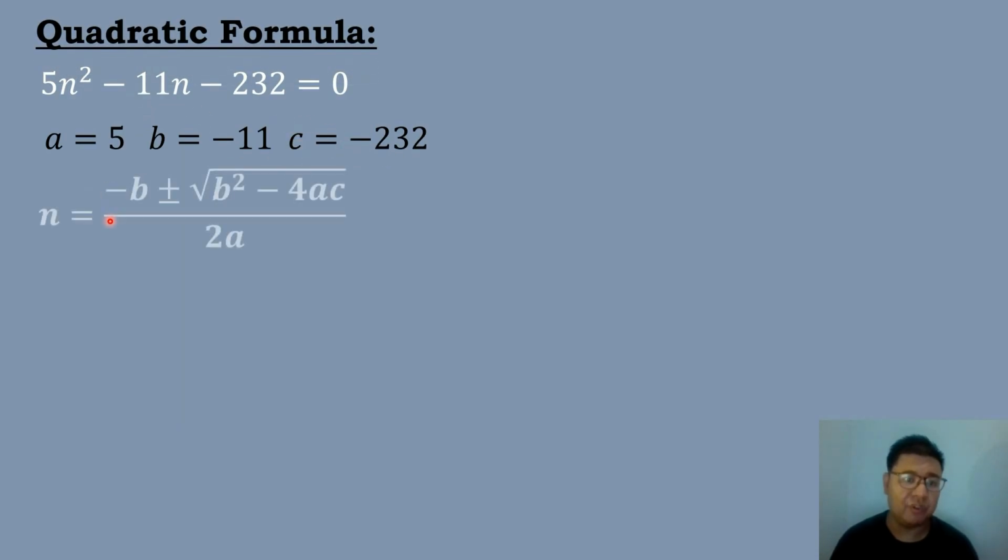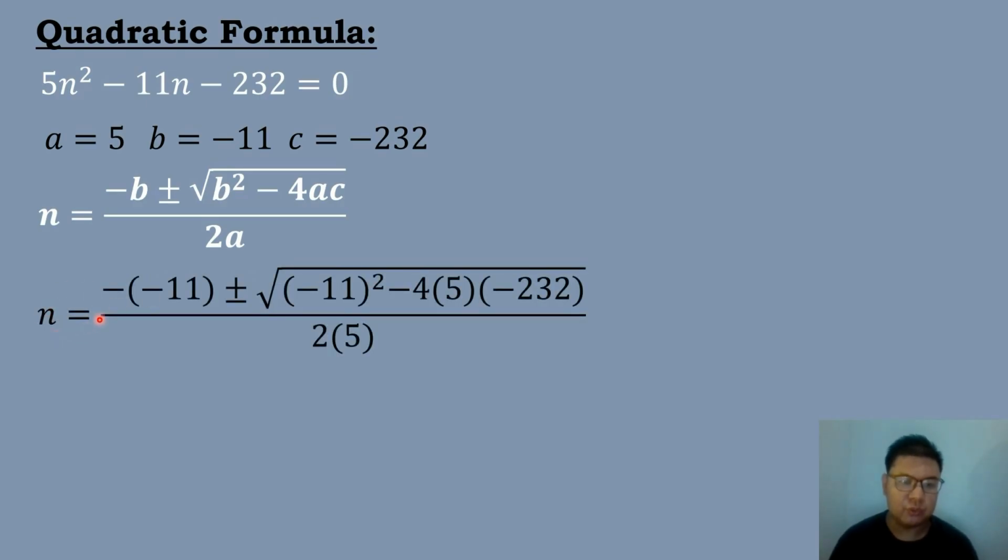So we will use the quadratic formula. n is equal to negative b, plus or minus the square root of b squared minus 4ac, all over 2a. And then after that, we will substitute the values of a, b, and c. So we have n is equal to negative times the value of b, which is -11, plus or minus the square root of b squared, which is -11 to the second power, minus 4 times the value of a, which is 5, times the value of c, which is -232, all over 2 times the value of a, which is 5.